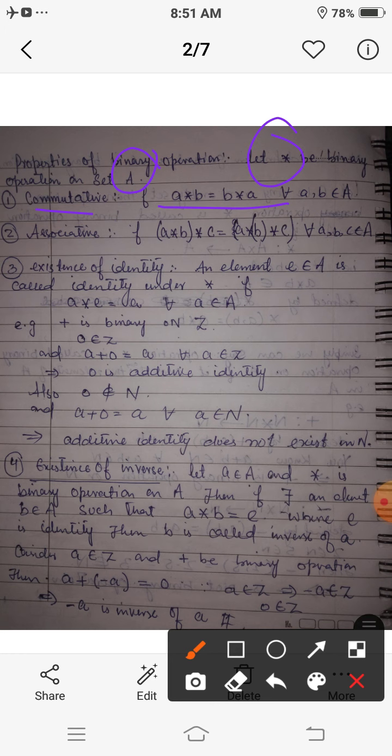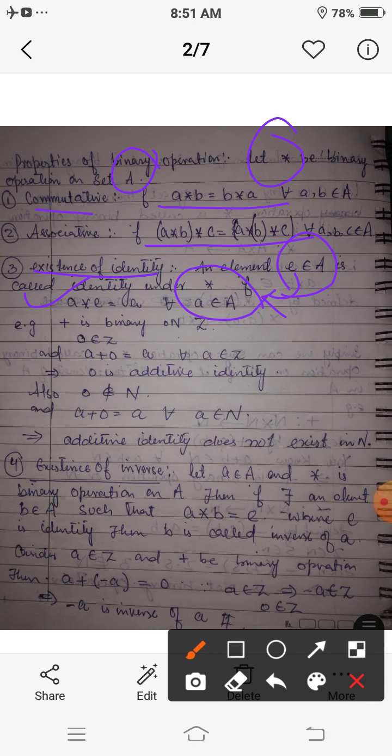Now, star is associative if (a star b) star c equals a star (b star c) for all a, b, c belonging to A. The third property is the existence of identity. If an element e belongs to A, where A is the given set and star is the binary operation, then e is called the identity of this binary operation star if a star e equals a for all a belonging to A.